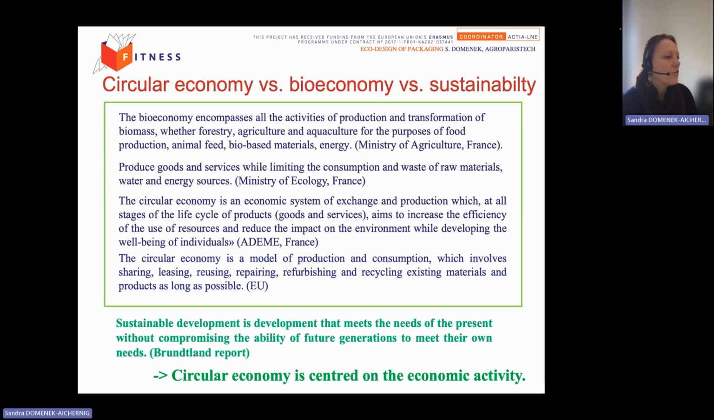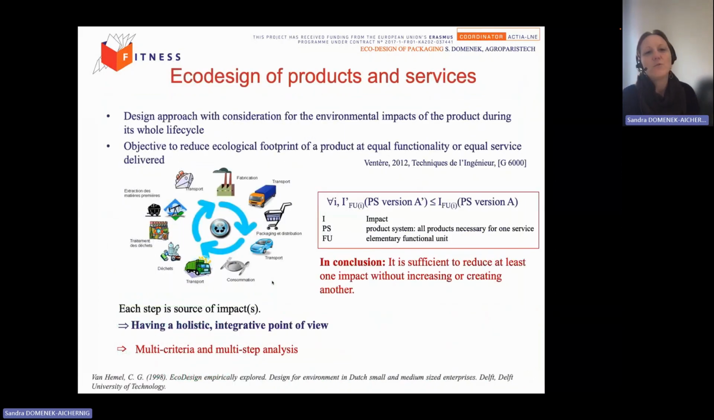So circular economy is very much a concept which is centered on the economic activity, and the sustainability is something which is behind, but it is a driver, but it should not be used as synonyms, okay? Because sustainable development is something which is much larger than circular economy and also much larger than bioeconomy.